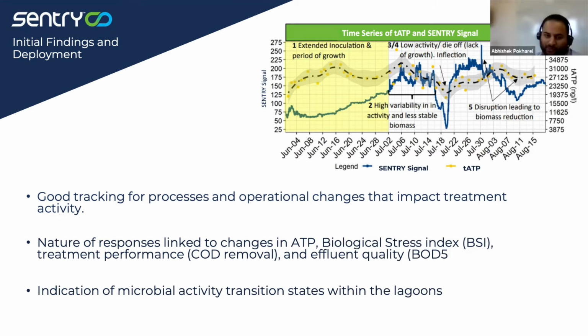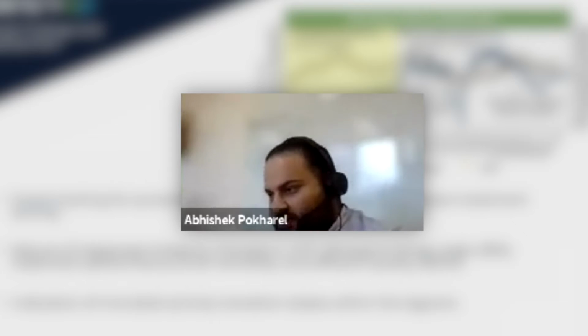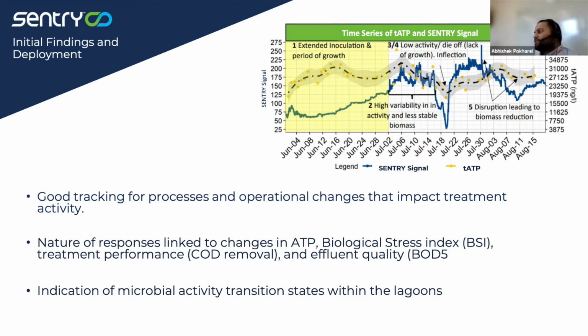So down the years, with this client, we have a lot of correlation with SENTRY systems. So correlations with ATP, biological stress index, BOD, and COD. And we are also able to indicate microbial activity in transition states. Transition states here means when the system is shut down, the activity is super low. When the system is back up, the plant starts again, the activity goes up. So a more clear look into how the system is performing.